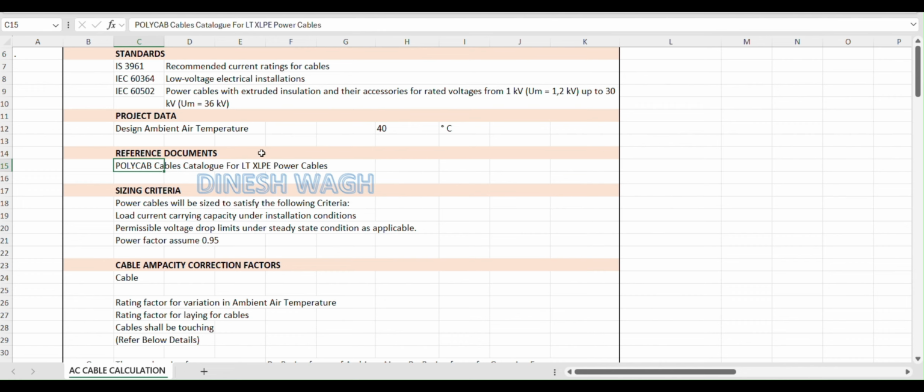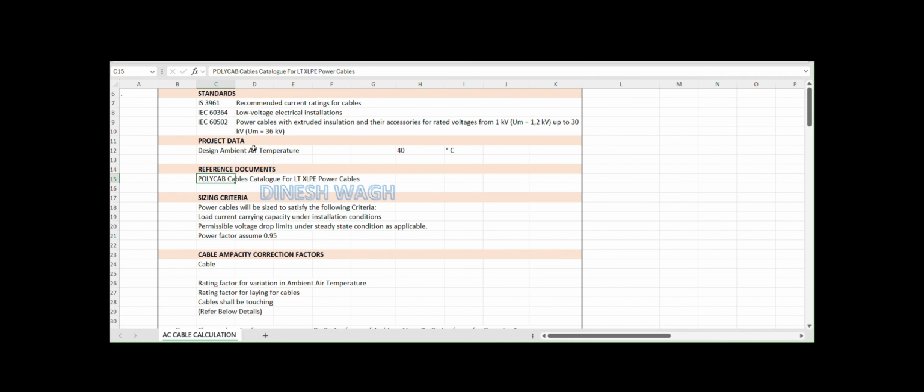Okay. Then third point is cable sizing criteria. Cable size is selected based on load current capacity, voltage drop within 2%, and the power factor, which we are assuming 0.95.